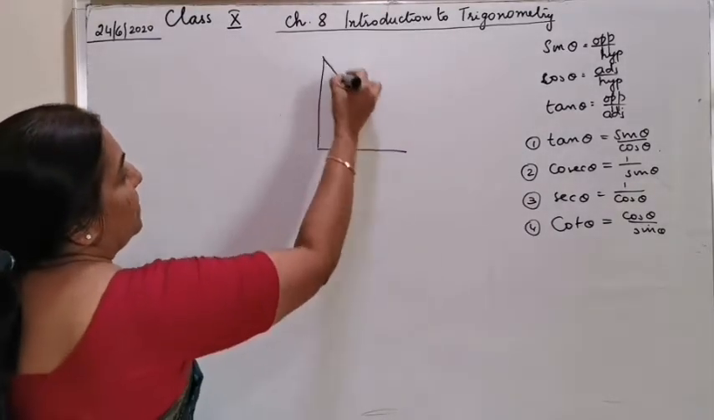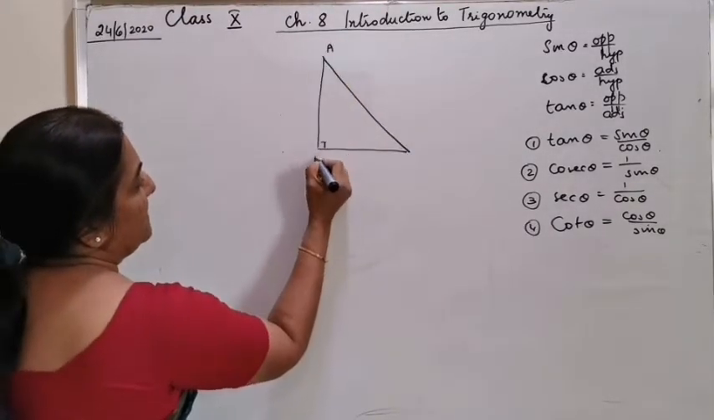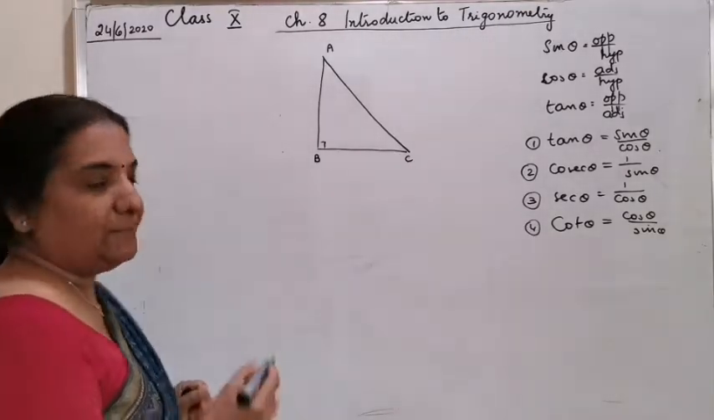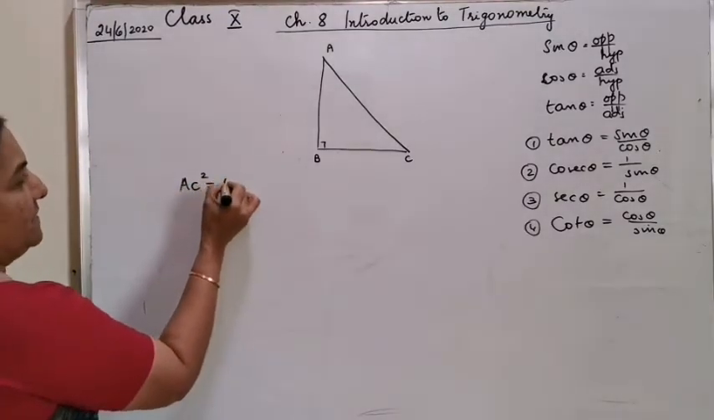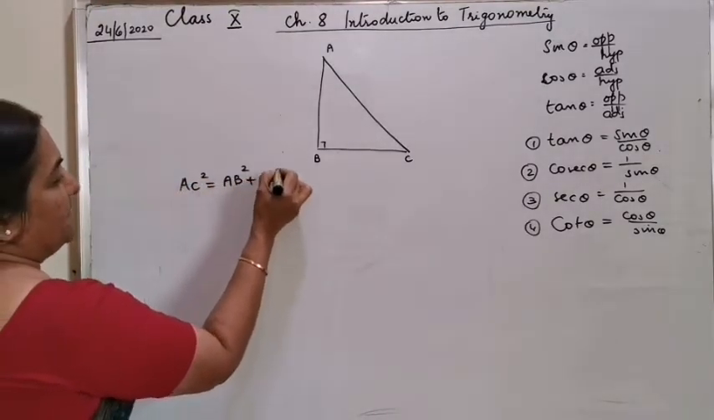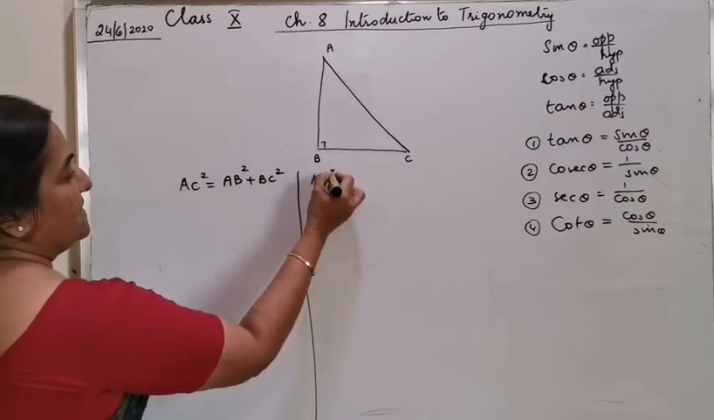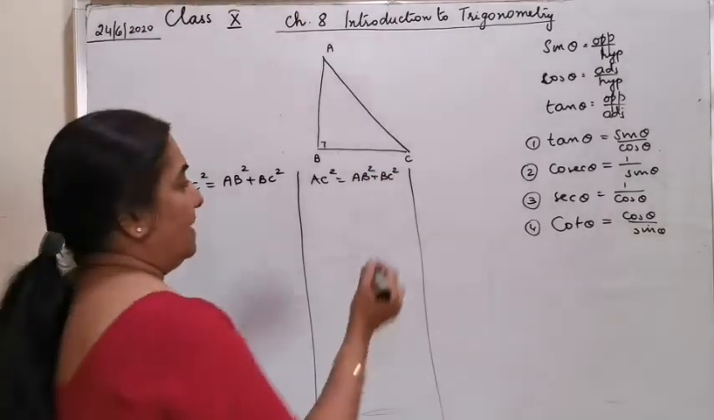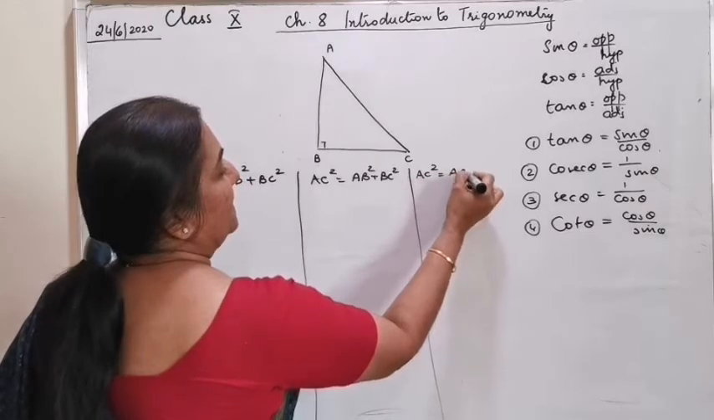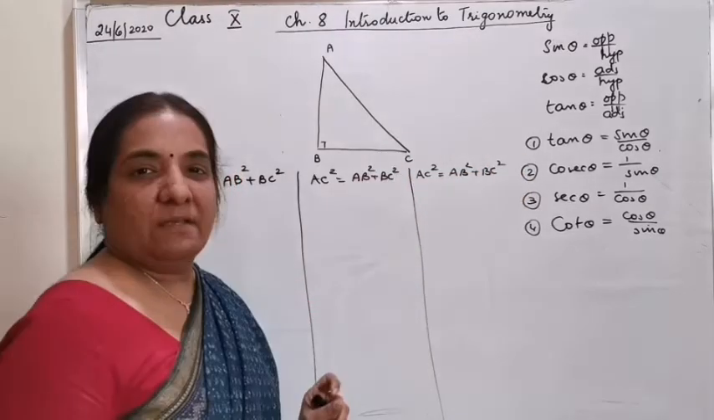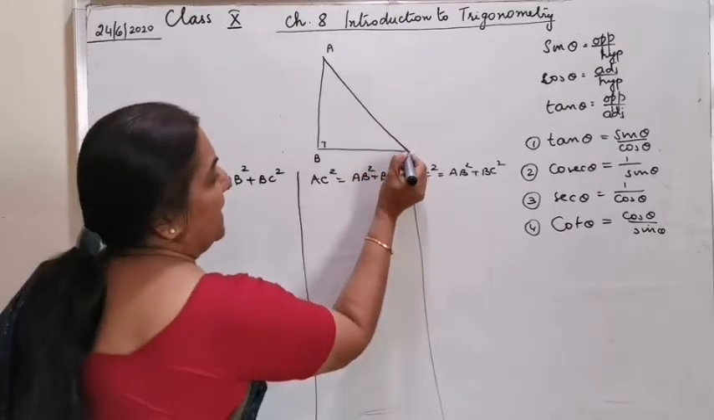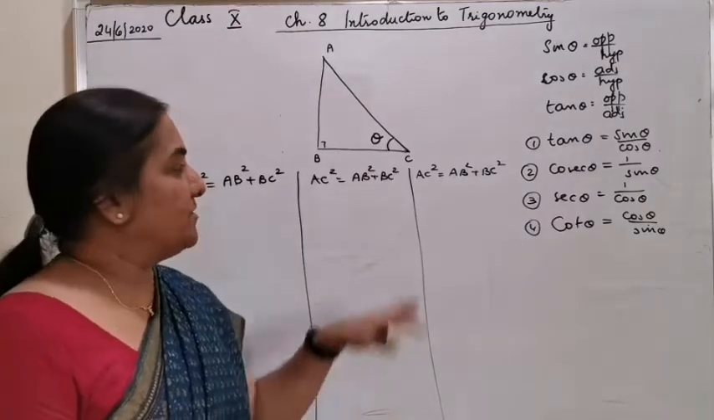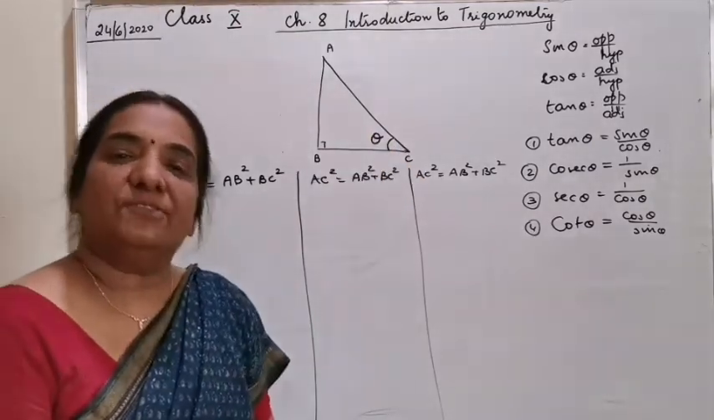Imagine a right triangle with the right angle B, and if you apply Pythagoras theorem, AC square is equal to AB square plus BC square. To derive the identities, let me make you very clear with the concept. Now, imagine the acute angle we are taking as theta. The angle under consideration is angle C. Let's name it as theta.